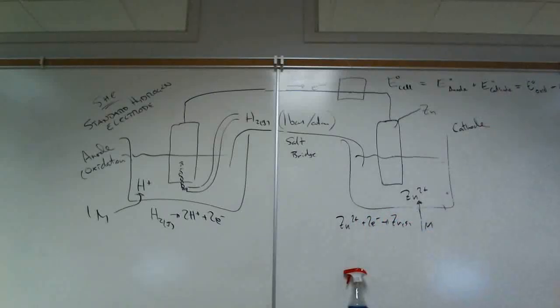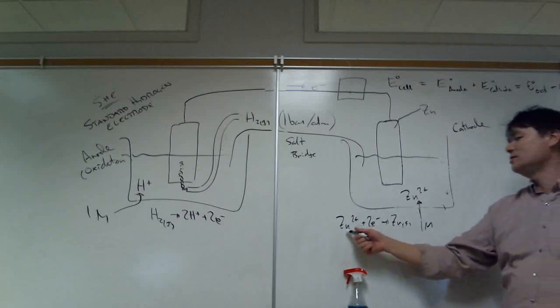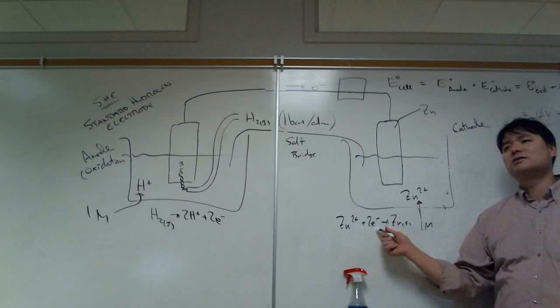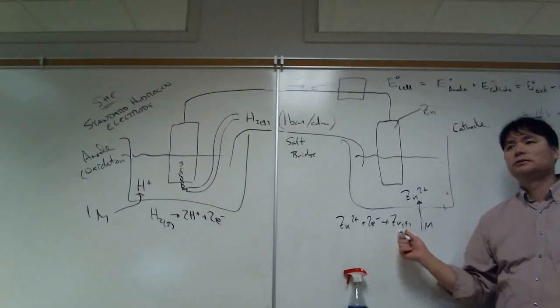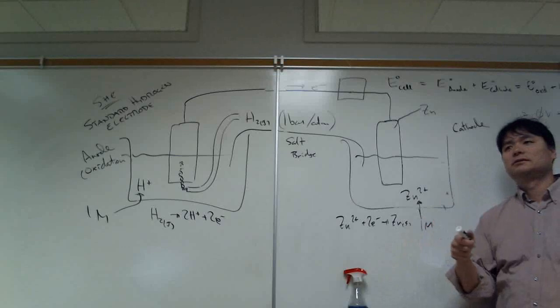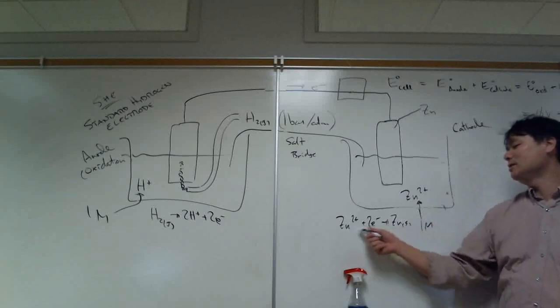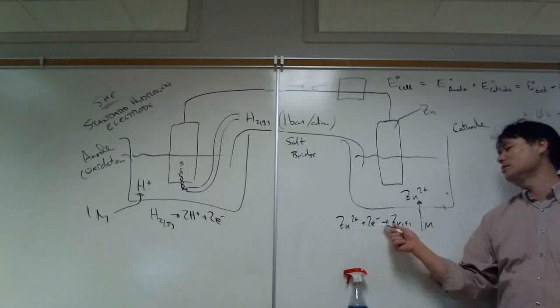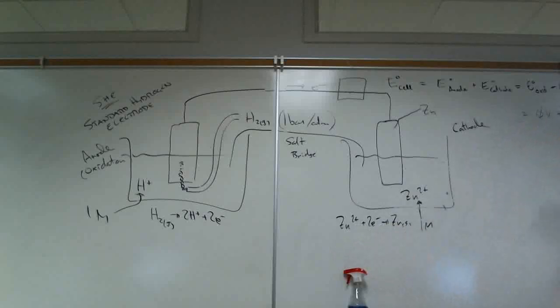And so I'm going to just go ahead and add up the potentials here. The oxidation potential is 0 volts. And what is the reduction potential of zinc? Zn2 plus plus 2 electrons yields Zn solid. On the chart, what is this one? Zn2 plus plus 2 electrons go to Zn solid. It's negative 0.763 volts. And so the total cell potential is negative 0.763 volts.